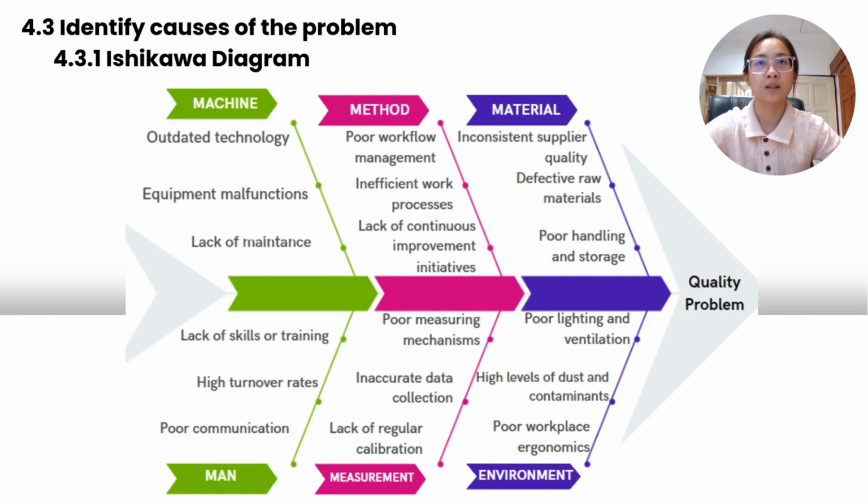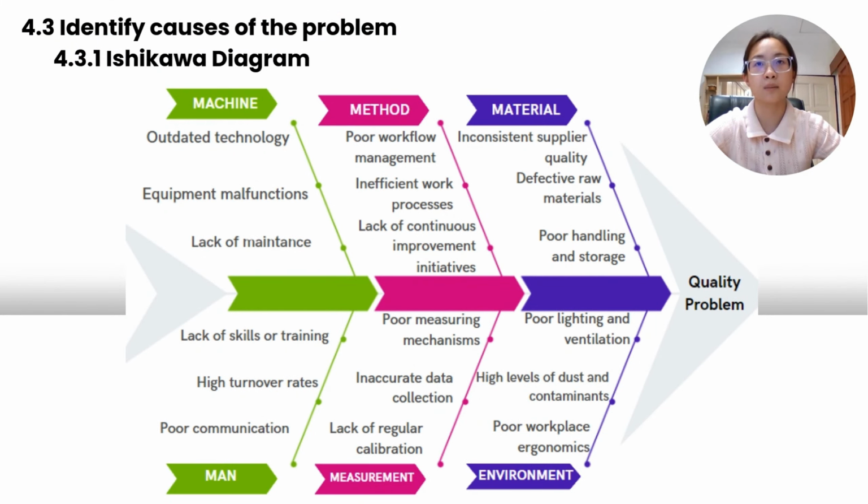Now I'll be continuing to identify the causes of the problem. Ishikawa diagram, which is known as fishbone. For the machine category, it includes issues related to outdated technologies, equipment malfunctions, and lack of maintenance. Outdated technology contributes to frequent breakdowns and inefficiencies, making it difficult for Plexus Co. to maintain consistent product quality.